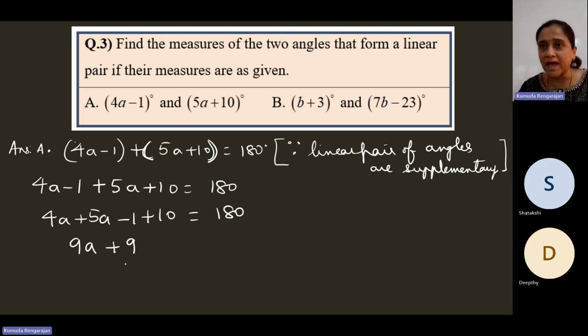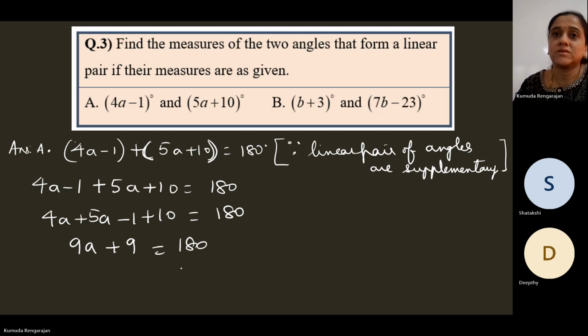Different signs, subtract and put the sign of the greater number. So subtract 1 and 10, that is 9, and put the sign of the greater number. 10 is greater, so plus 9. Sorry, plus 9 is equal to 180. At this point, we have simplified the left-hand side completely. Nothing more can be done.